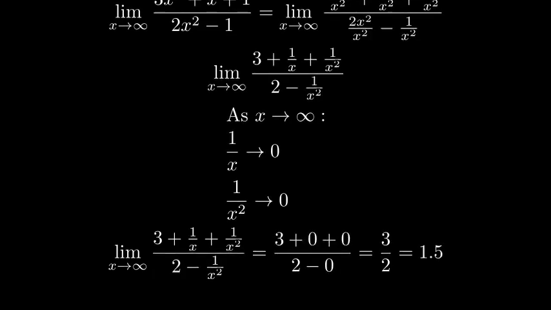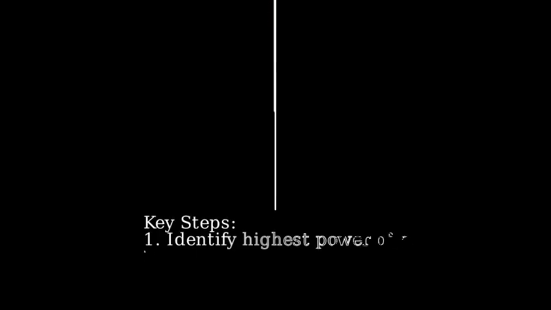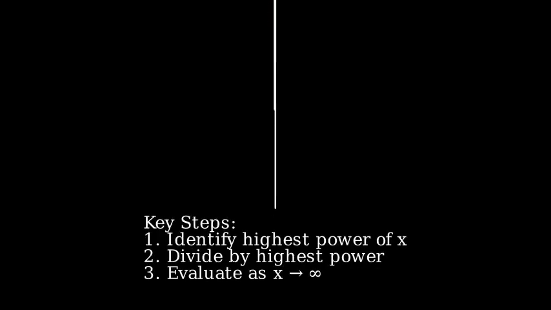Let's visualize this limit with a graph. As x gets larger and larger, you can see that the function approaches the horizontal asymptote at y equals 3 over 2. In conclusion, when finding limits as x approaches infinity for rational functions, divide both numerator and denominator by the highest power of x, and then evaluate what happens to each term as x approaches infinity.